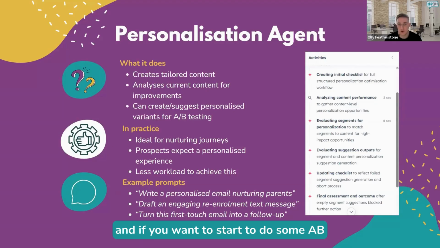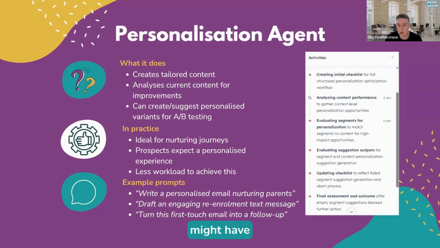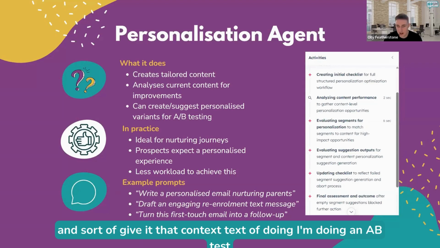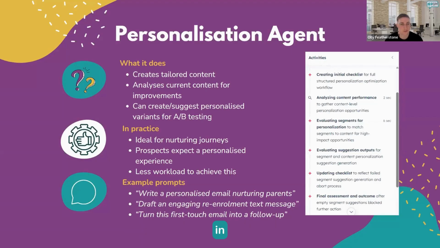And if you want to start to do some A/B testing through some of these different ways of personalizing things like your emails, it can create variants for that as well. So you might have the original one that you created, run that through the personalization agent and give it that context of I'm doing an A/B test, make this one more or less personalized, or particular elements that you want to test, and it can do that work for you.